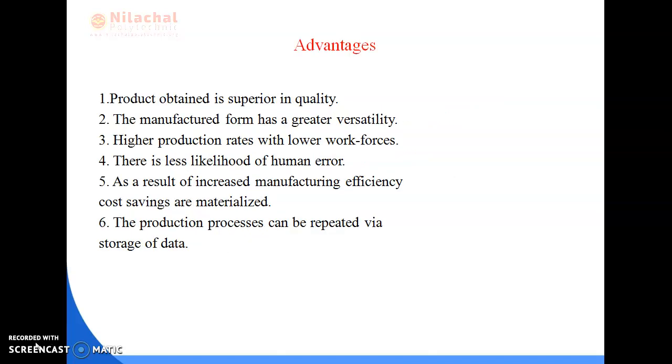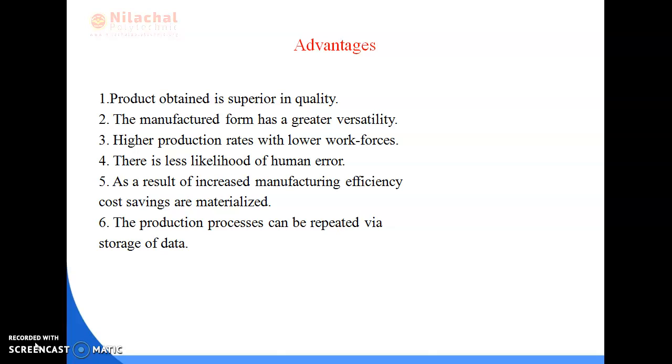The advantages of CAM system. The product obtained is in superior quality, means we can get a very good quality of product. The manufacture has greater versatility, higher production rate with lower workforces, means less number of workers are required here. There is less likelihood of human error, as less number of workers will be involved and everything will be controlled by computer, so human error is less here.